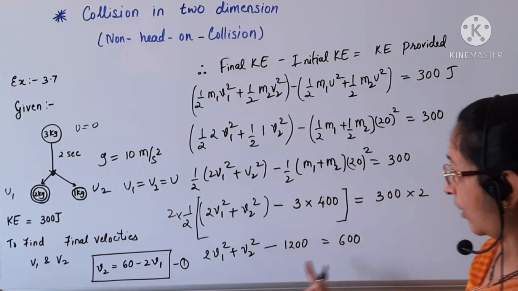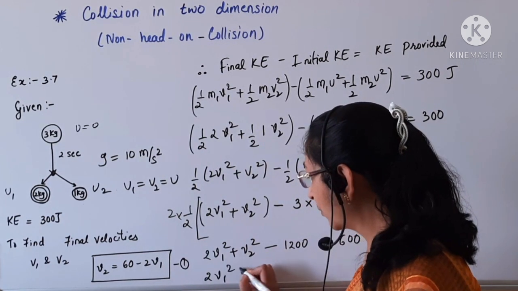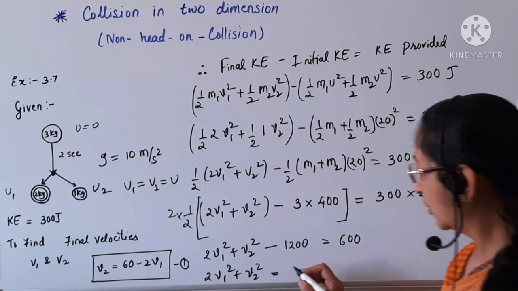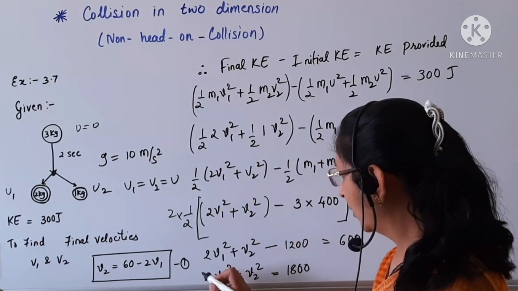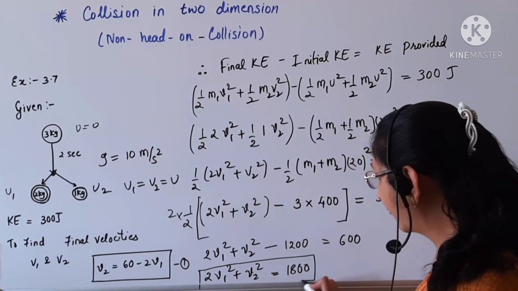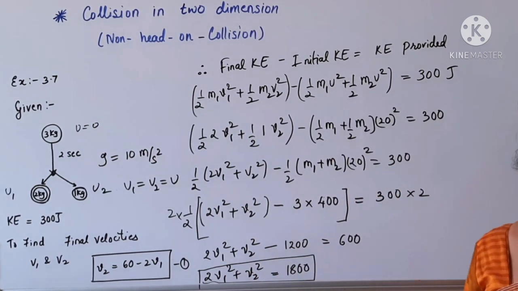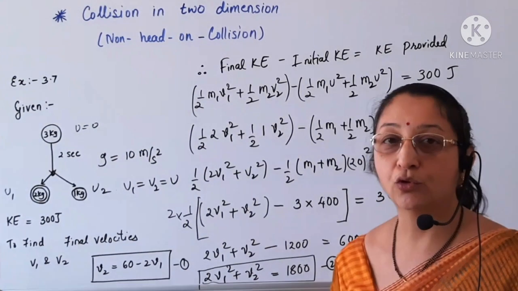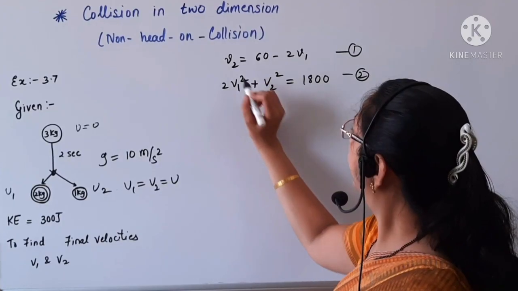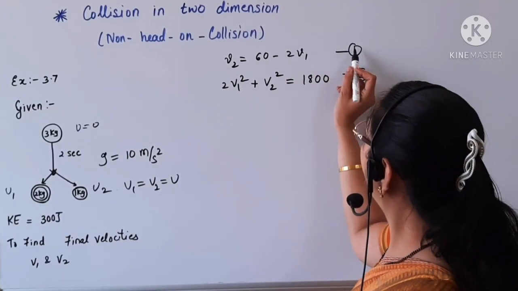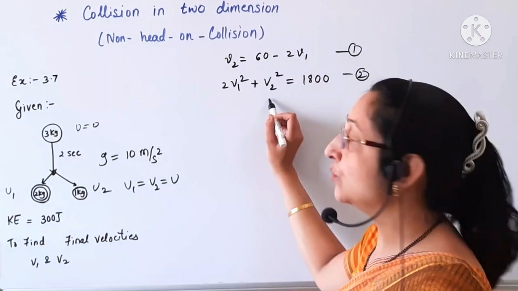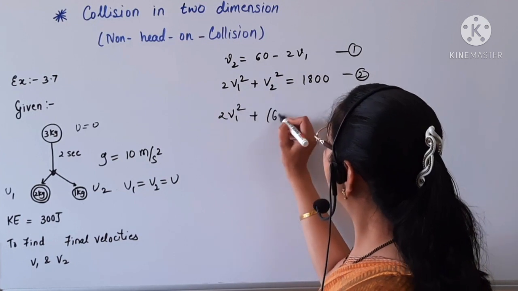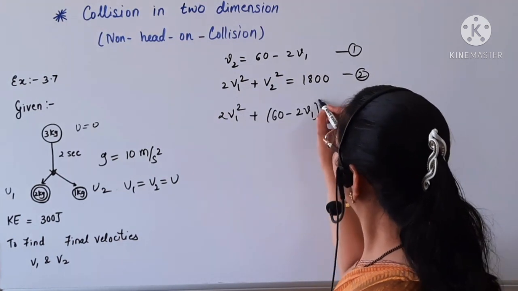This is equal to 600. Now, we get 2v1 square plus v2 square, this is equal to, this 1200 we shift here, so we get 1800. So, these two equations we have got for finding the v1 and v2. This is equation 1 and this is equation 2. So, we have to solve them now. Here we put the value of v2 from 1 in equation 2. So, we get 2v1 square plus (60 minus 2v1) square.